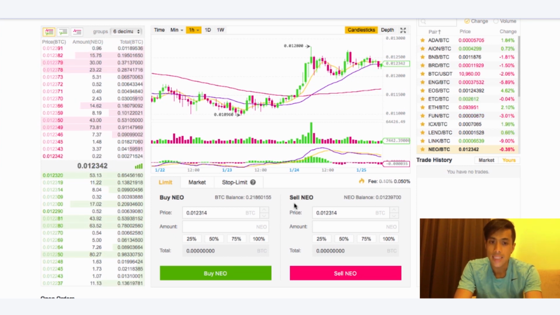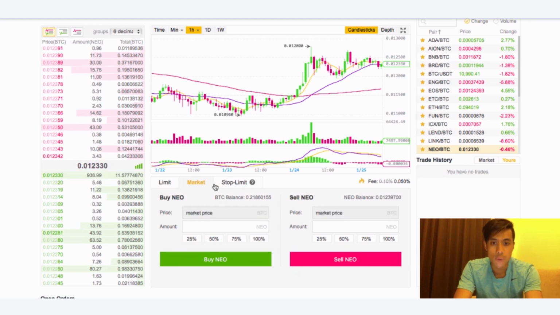Same with selling. Selling 1 NEO at 0.012314 means the lowest price limit I'm willing to sell 1 NEO for is 0.012314 Bitcoin or higher.